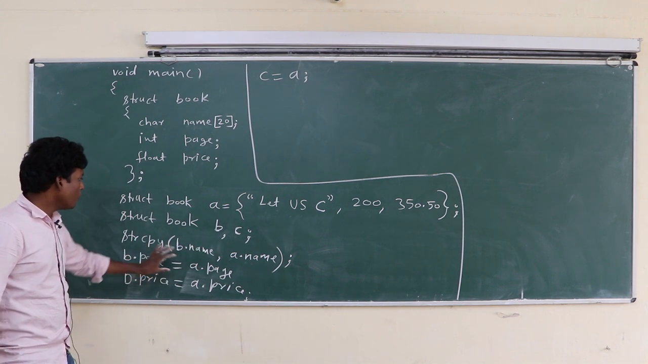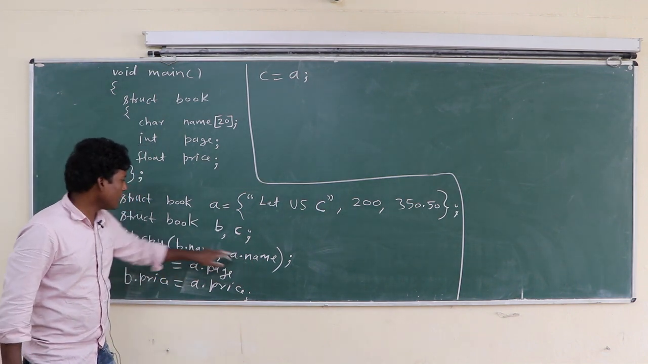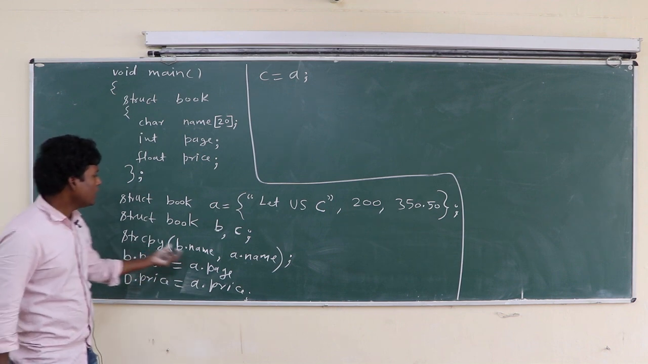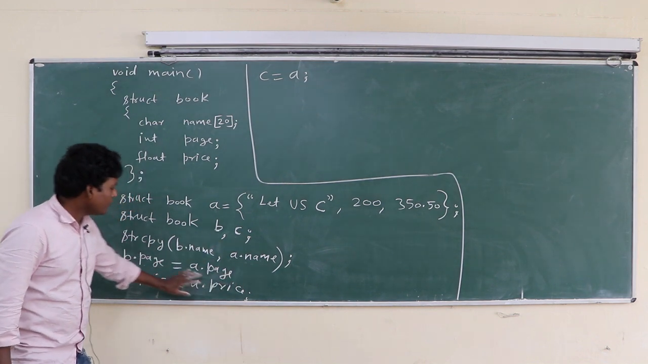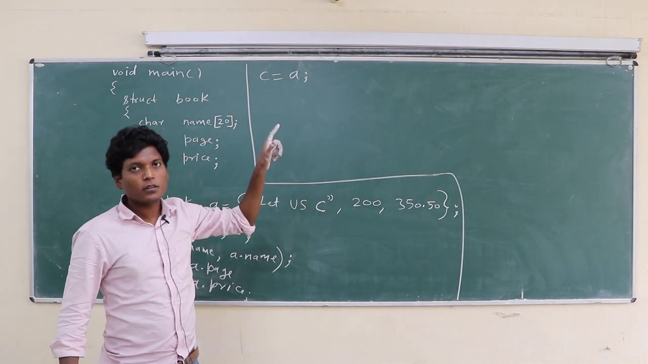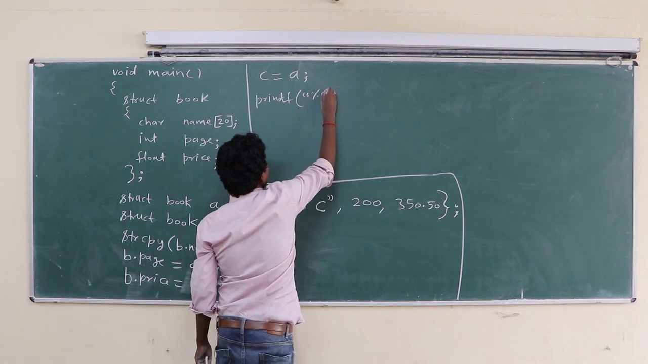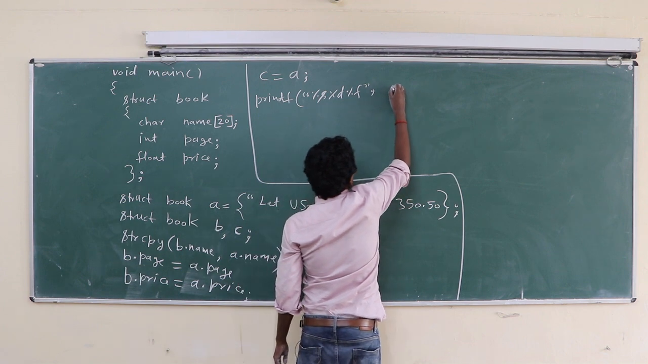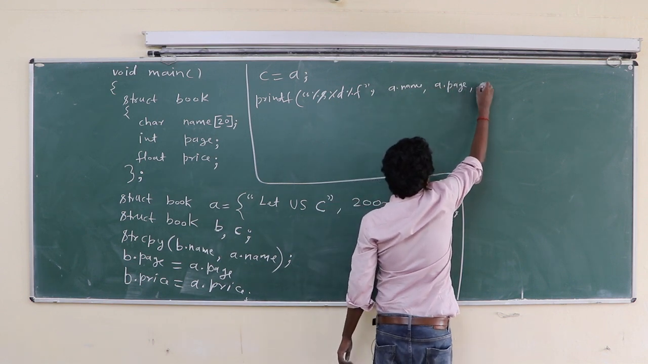Here B is initialized by copying one by one. A dot name is copied into B dot name using strcpy, because this is a string, that's why we apply strcpy. Name is copied here, page is copied here, and price is copied here, one by one. All content of A is copied into B one by one, but A is copied into C in just one go. Okay, now here printf: %s for name, %d for page, %f for price. Here is a dot name, a dot page, a dot price.